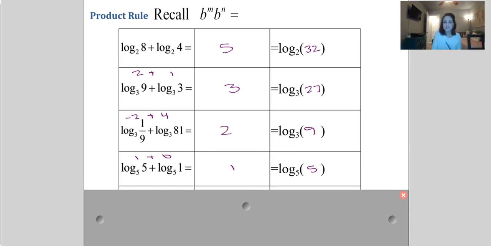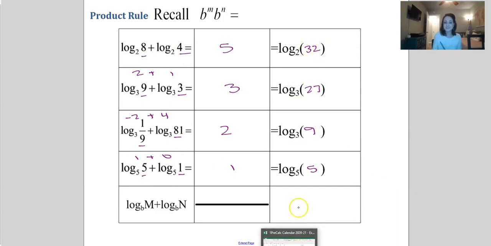Have you been able to spot the pattern? How do I go from 2 logs with the same base to just 1 log with that base? Well, if I've got addition between the 2 logs, I just multiply what's called their arguments, okay? So 5 times 1 is 5. 1/9 times 81 is 9. 9 times 3 is 27. 8 times 4 is 32.